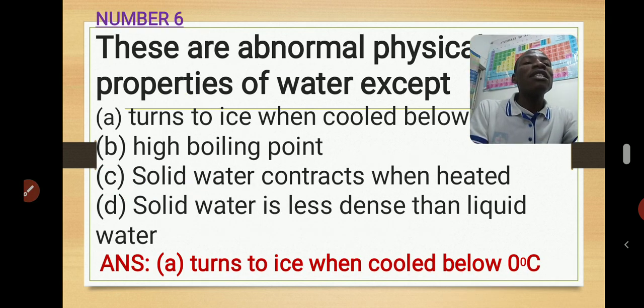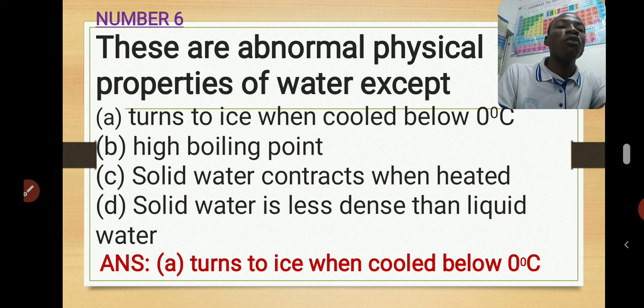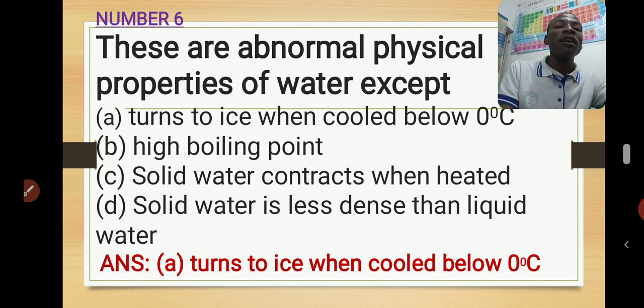Number 6. These are abnormal physical properties of water, except, remember, anomalous properties of water. Option A is the one that is not abnormal. The rest are abnormal. Water having a high boiling point is abnormal. Contraction of water when you heat it is abnormal, because when you heat a substance, it's supposed to expand. According to physics, it's not supposed to contract, but water contracts when you heat it at 4 degrees Celsius. Option D is also an anomalous behavior. Solid water being less dense than liquid water is anomalous behavior. So the answer is option A, the one that is not abnormal.